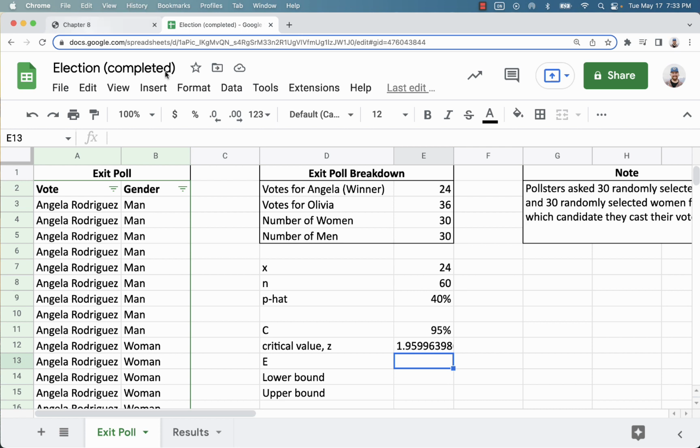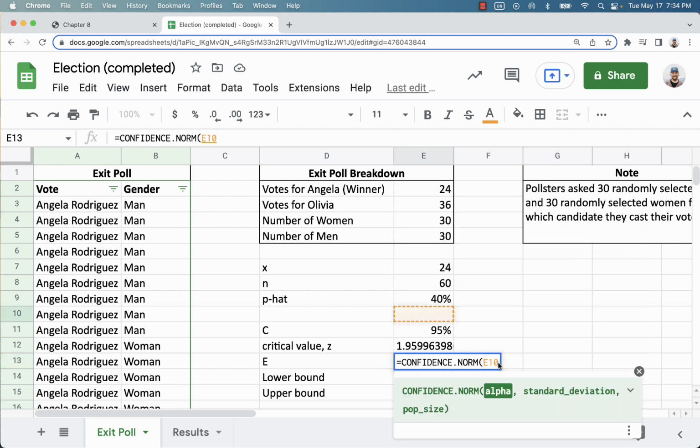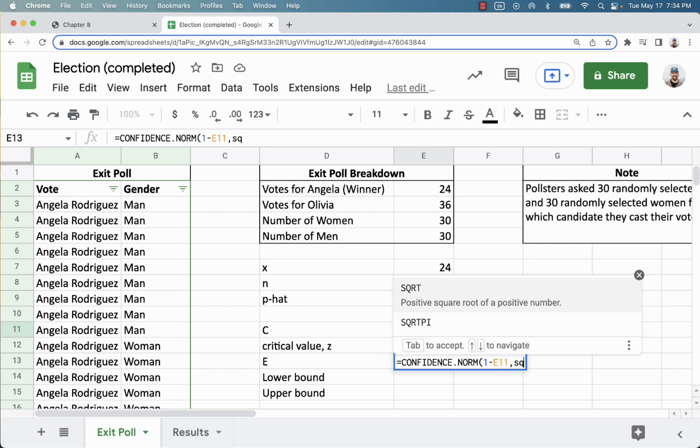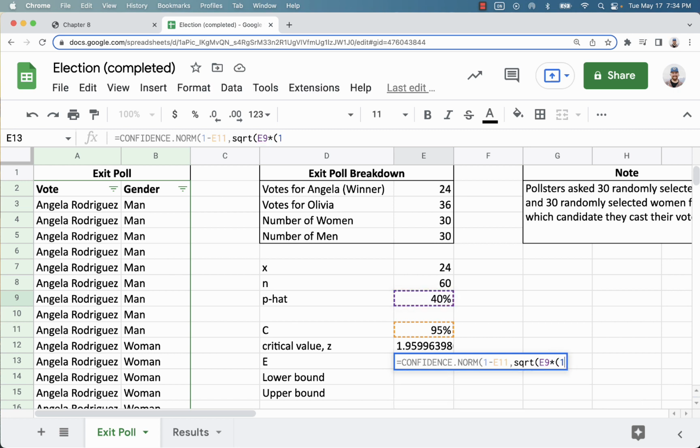Now the margin of error, there's two ways to do it. First way I'm going to do it is with a confidence function. So this is confidence.norm. And the inputs here are alpha first, so 1 minus confidence level. The next one is standard deviation. So I would put the standard error, except they're going to go ahead and divide by n. So really all I need here is square root of p times 1 minus p. In this case, p-hat times 1 minus p-hat.